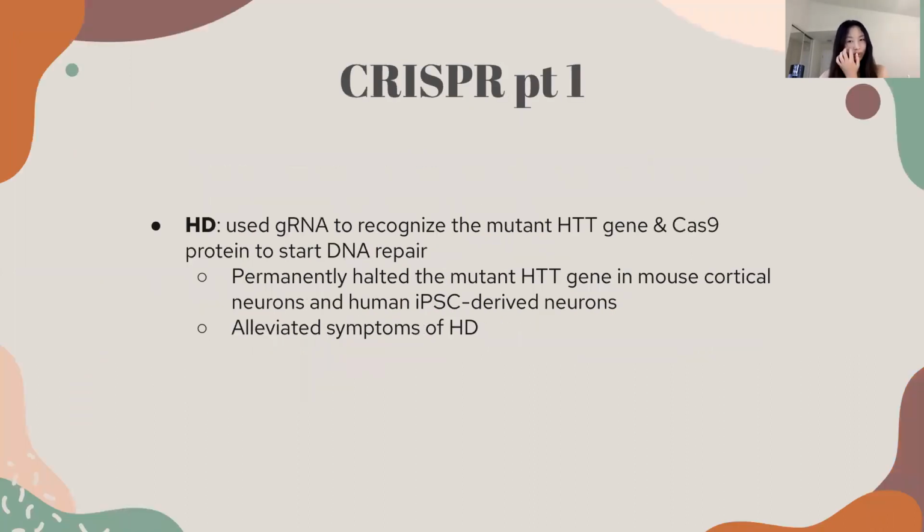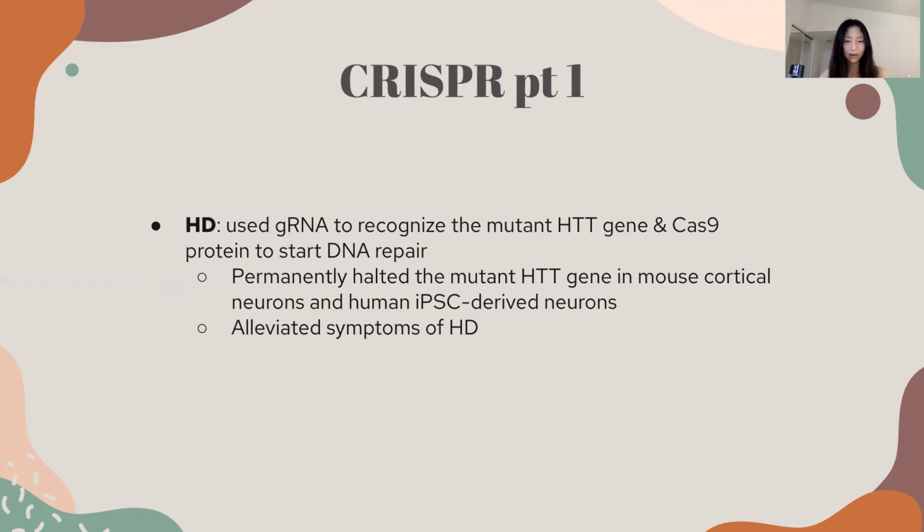Last but not least, CRISPR, one of the most popular gene editing tools nowadays. Dr. Nicholas Marianne's team used this method also on HD in mouse models and human iPSCs. gRNA is guide RNA that recognizes the target DNA region of interest and directs the Cas nuclease there for the actual gene editing. They use this to recognize the mutant HTT gene as well as the Cas9 protein to start the DNA repair process.